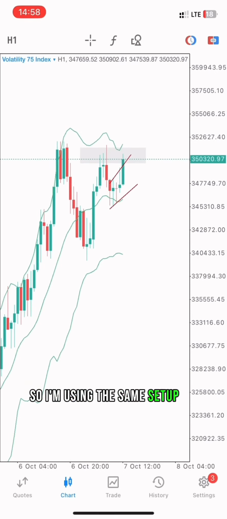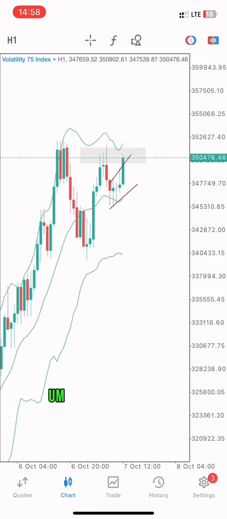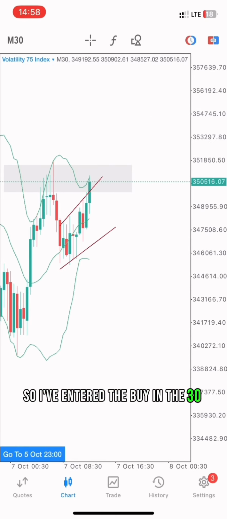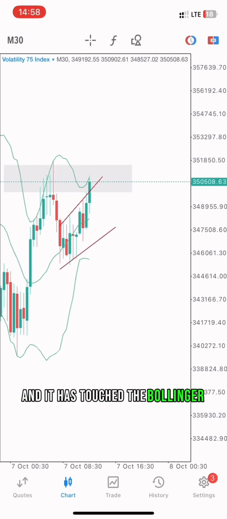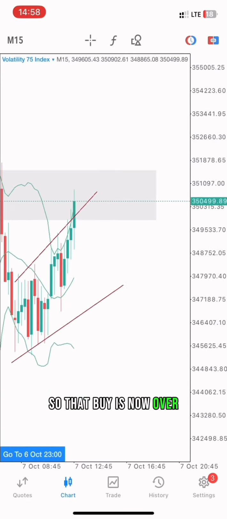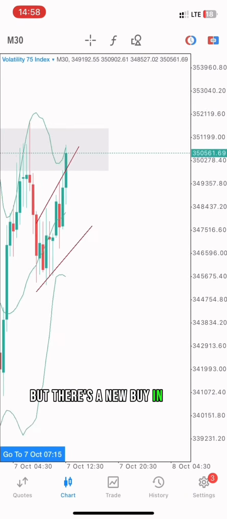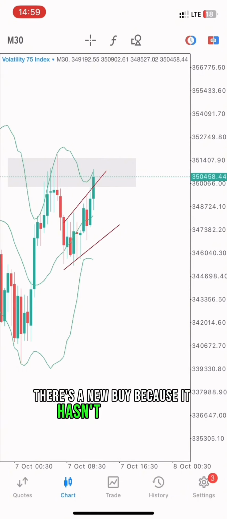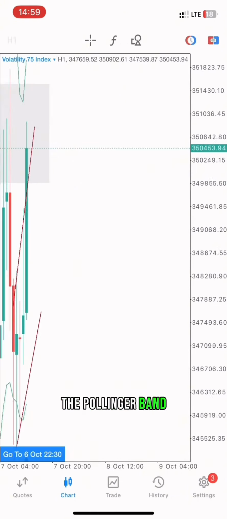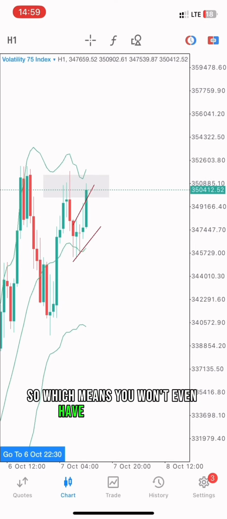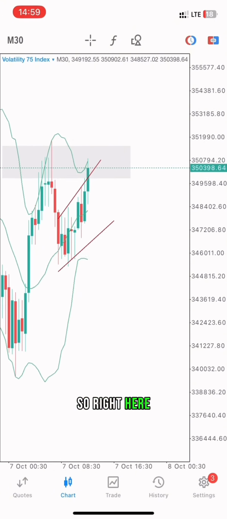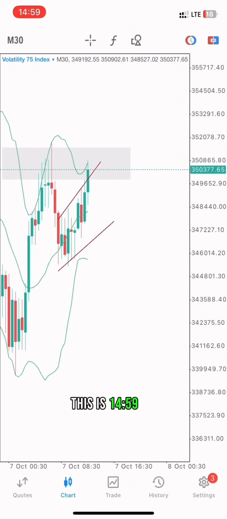So I'm using the same setup to enter different trades. It's a matter of the time frame. I've entered the buy in the 30 minutes time frame, right? And it has touched the Bollinger Band, so that buy is now over. But there's a new buy in the 1 hour time frame, because it hasn't touched the Bollinger Band. Which means you won't even have to know if it is going to make a fake out or not. So right here, this is 1459.